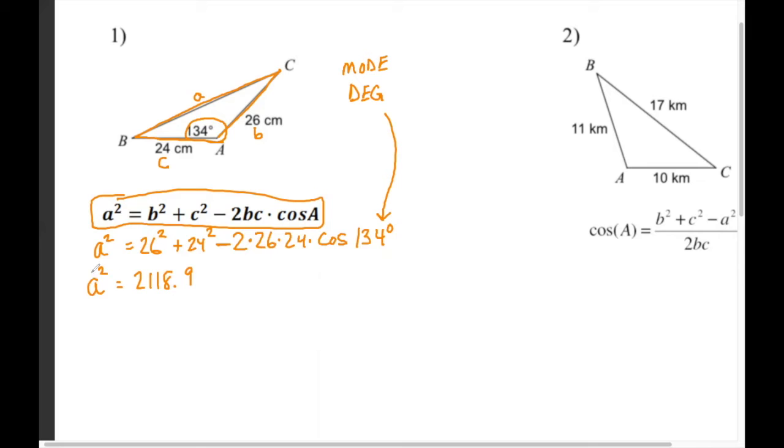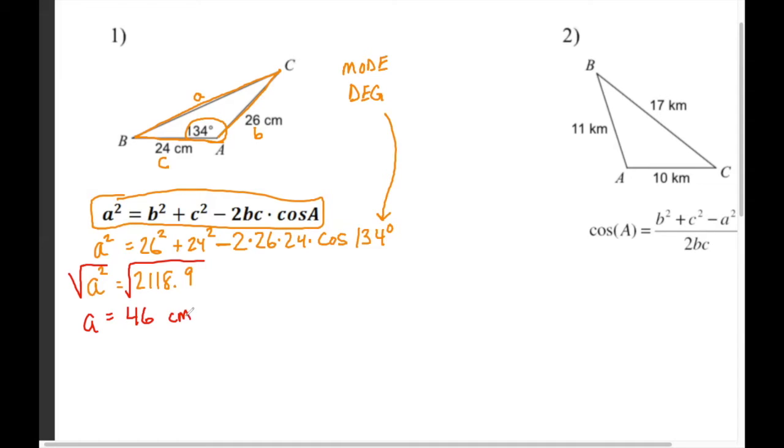and that's a squared. I don't want a squared, I want just a, so I'm going to have to take the square root of both sides. So I'm going to go square root, a equals, I'm going to take the square root of 2,118.9, and we get 46.03, which is 46. Okay, if you want to put in your unit centimeters, that is perfect.